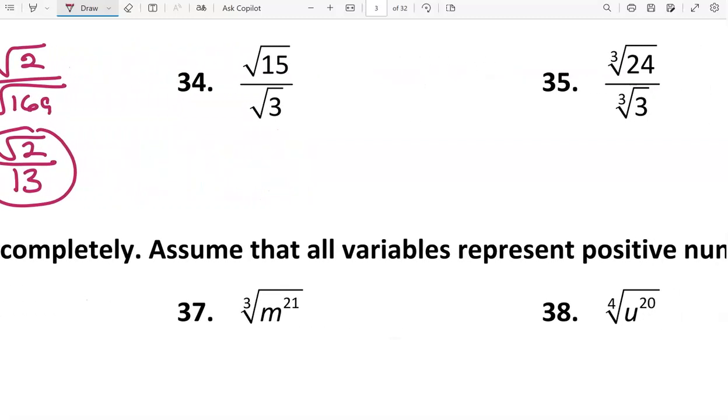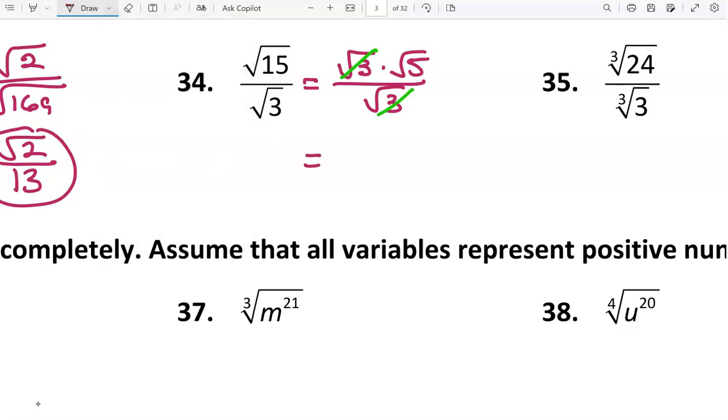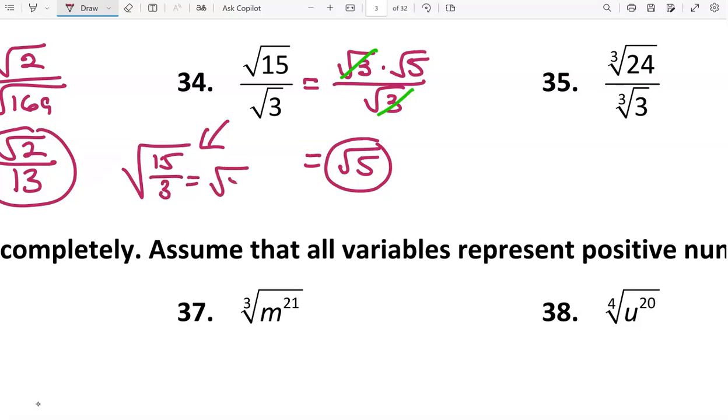In number 34, what we can do here is, if you want, factor that numerator. The numerator can be factored into the square root of 3, because that's a factor in the denominator, times the square root of 5, and then divided by the square root of 3. And we can cancel those common factors of the square root of 3 in the numerator and denominator to simplify, and that just gives us the square root of 5. Alternately, you could make this the square root of 15 over 3, and that would be the square root of 5. Same result either way.